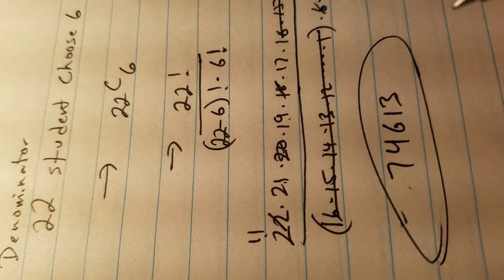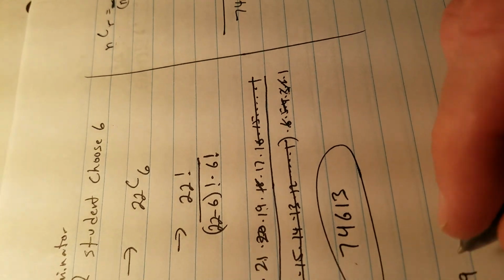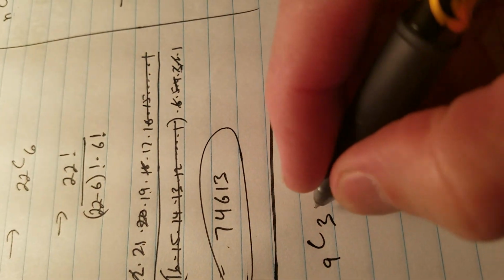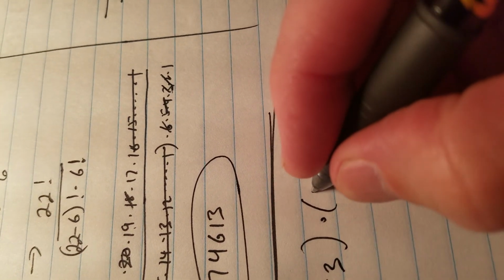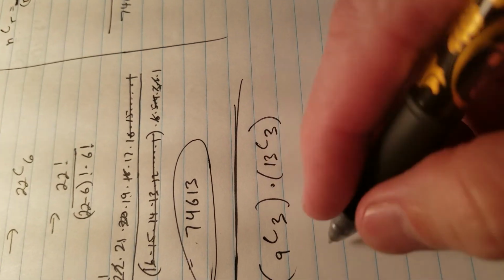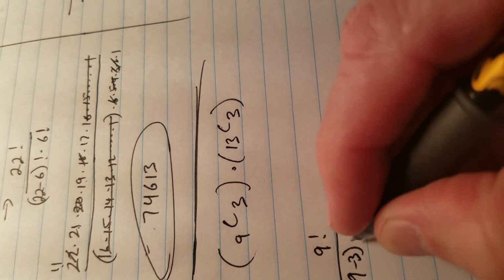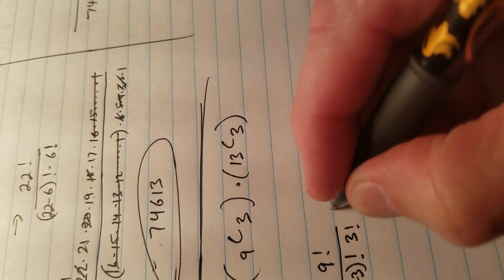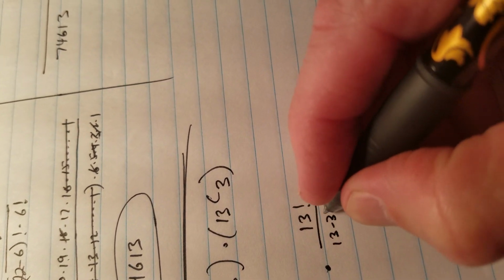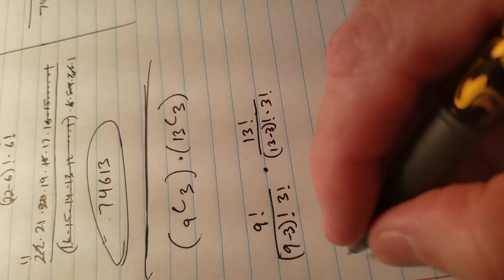But for every combination of 3 boys, you could have a different combination of 3 girls. So the numerator is your 9 boys, choose 3 of them, times your 13 girls, choose 3 of them. And so my numerator is going to be 9 factorial over 9 minus 3 factorial times 3 factorial, times 13 factorial over 13 minus 3 factorial times 3 factorial. And let's just work that out real quick.